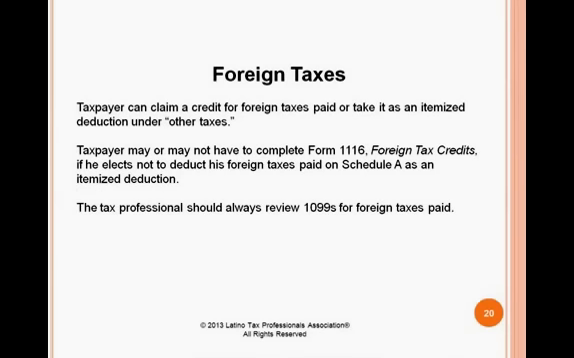Foreign taxes. Taxpayers can claim a credit for foreign taxes paid or take it as an itemized deduction under other taxes. The taxpayer may or may not have to complete Form 1116, foreign tax credits, if he elects not to deduct his foreign taxes paid on Schedule A as an itemized deduction. The tax professional should always review 1099s for foreign taxes paid. It is a box that you will see under 1099-B, 1099-DIV, or 1099-INT. Any of them, look for the box for foreign tax paid.